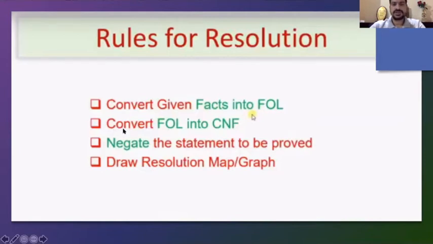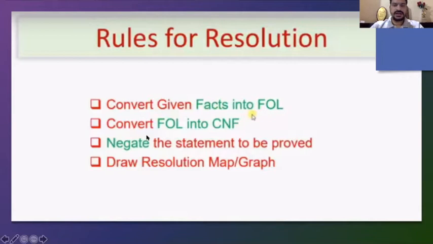Then we convert the first order logic into CNF, which is called conjunctive normal form. This conjunctive normal form is a more simplified form of first order logic. So whatever facts we put into first order logic, we just convert into conjunctive normal form.